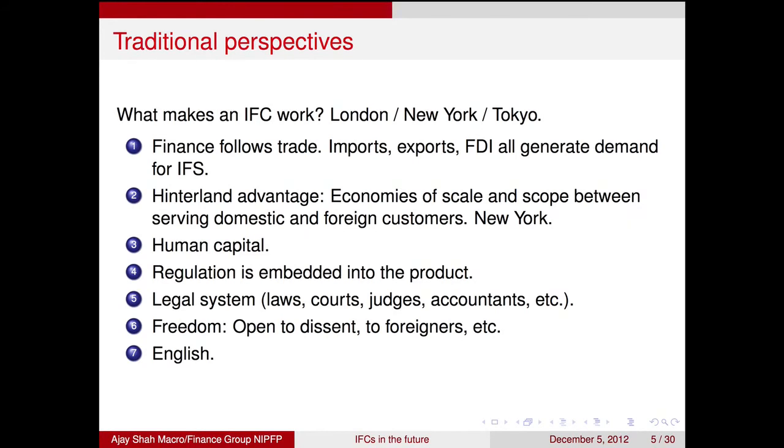The third issue is, of course, human capital. You want a high quality, sophisticated labor force. And I also want to emphasize it is essential to have an international labor force. No one country makes up the staff that works in an international financial center. One has to be welcoming to a global workforce. The fourth point is that regulation is an integral part of the international financial services.